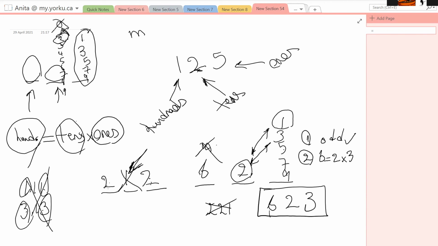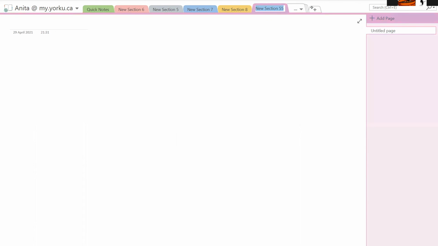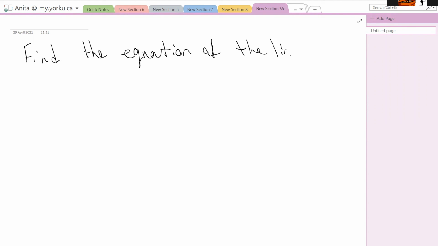Now, if everything is clear, I'm going to send you two homeworks, as I said, for you to find the equation of the line that connects two points. Let me write it right now. So find the equation of the line that passes through.